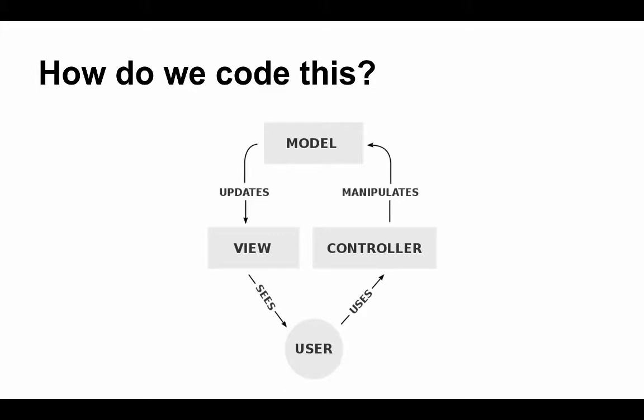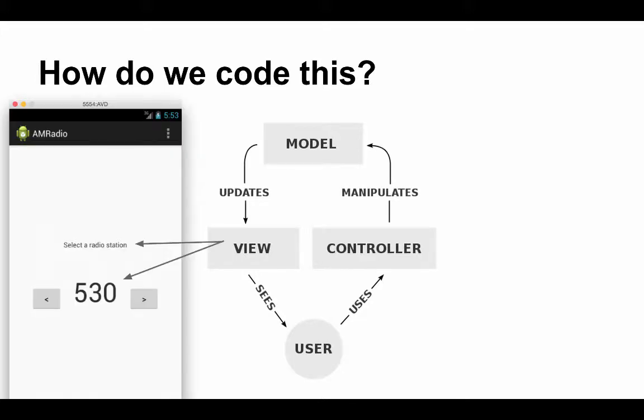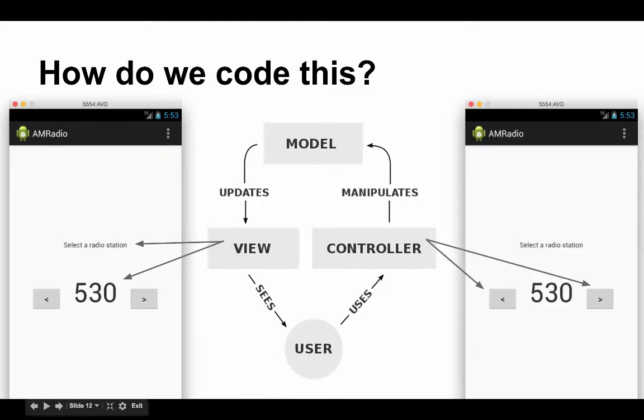We're going to use something called the model view controller approach, and you're already actually familiar with much of this. In the view, those are the things that the user sees. The user sees the current station that we're dialed to. They see any of the text that we've put into views. And with the controller, those are the things the user uses. And in our case, on an FM or AM radio, the user uses the tune down button and the tune up button in order to change what they see.